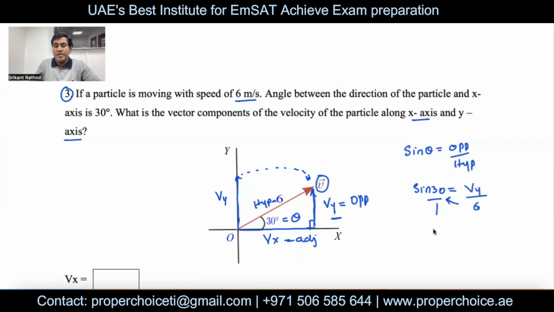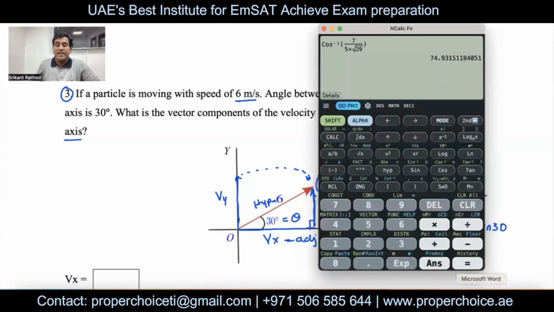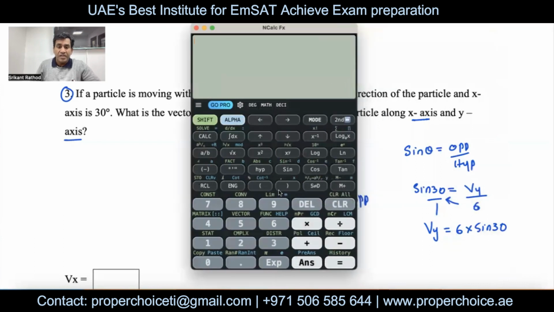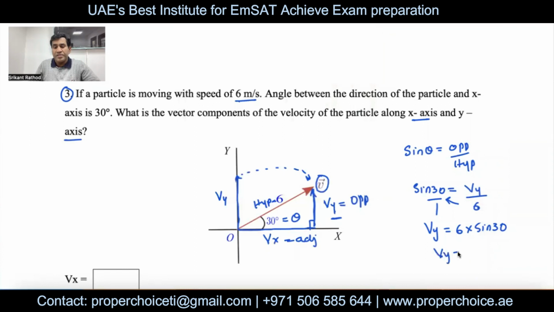Just do cross multiplication and I can write vy equals 6 multiplied by sine 30. In short, the y component, whether of velocity or anything else, is always the magnitude multiplied by the sine of the angle. So 6 times sine 30, the y component here is 3. So vy equals 3 units.